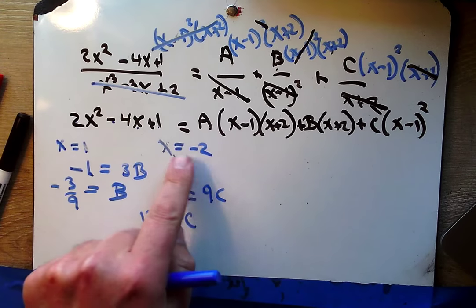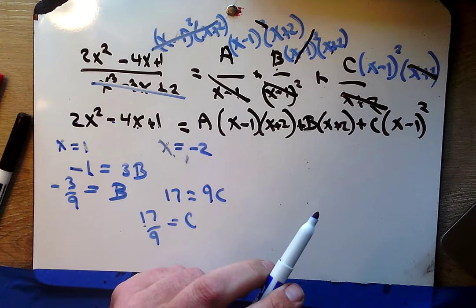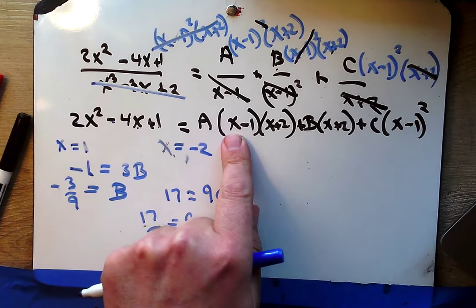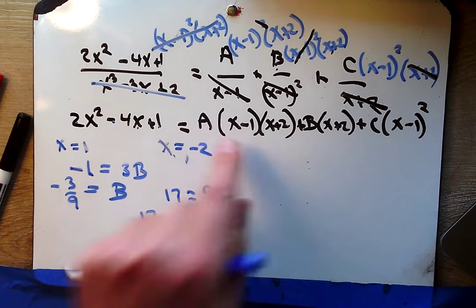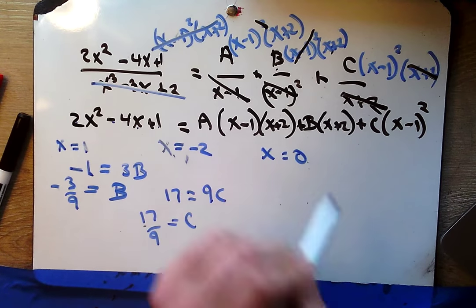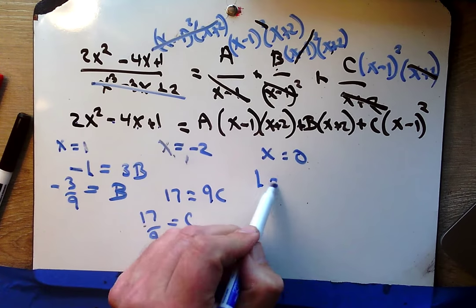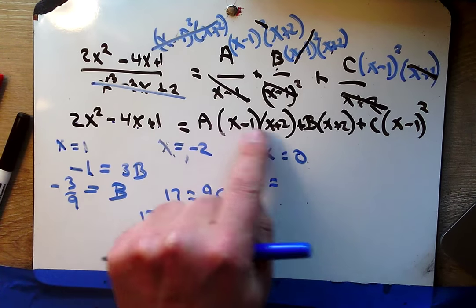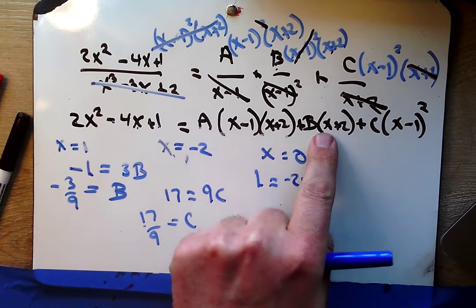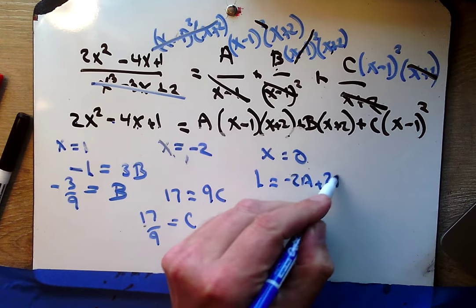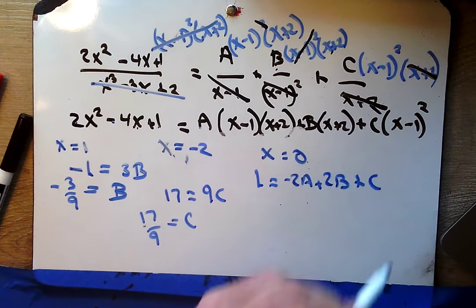I've used 1, I've used negative 2. I think 0 could work. I think also 2 could work nicely. Let's go with 0. I think that's what most students would do as a not-so-magic number. If I plug in a 0 over here, I get 1. If I plug in a 0 here, I get negative 2A plus 2B. And I plugged in a 0 here, so I'm just getting a C.